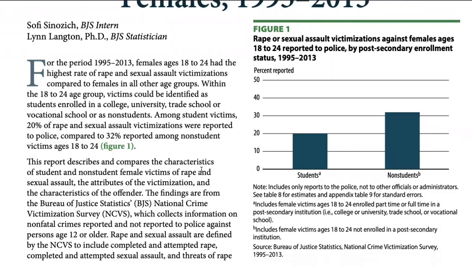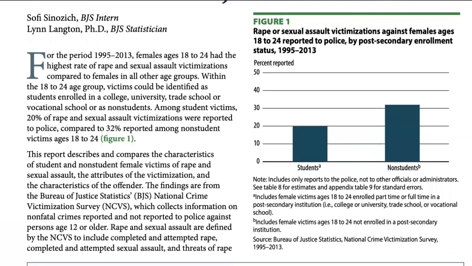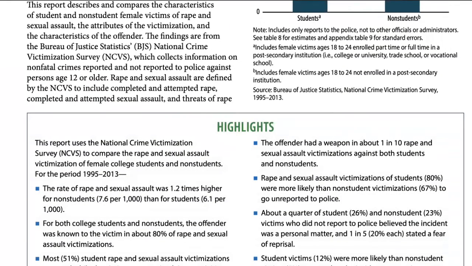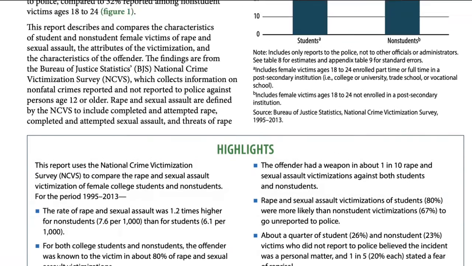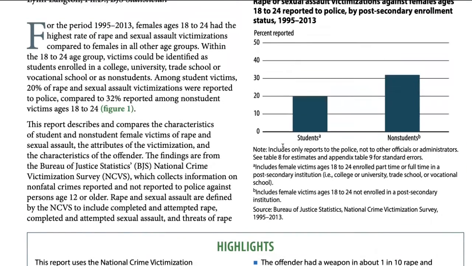So the text over here will talk about the data, and then the figures that correspond with each text, as you can see in the parentheses, will visually represent the data. And it's important when you're looking at data to look at the notes below the graphs. The graphs are important, but it's important to know the notes. So for example, these notes say that these only include reports to the police, not to other officials or administrators. Reports to the police are far less common than reports to officials and administrators.